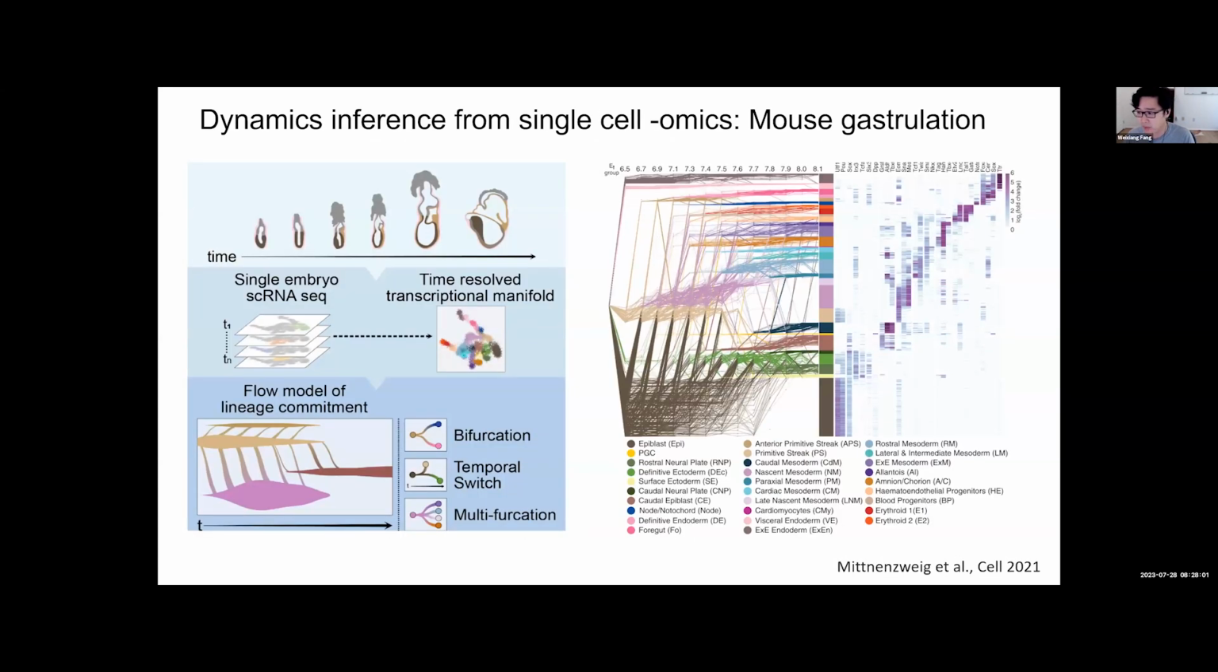But these data provide you with a kind of a descriptive model of the process, right? And later in 2021, with some more careful modeling, staging the embryo and fitting what they call a flow model, you can start to say something about dynamics, that is change between the cell types and how they occur over the same period of time. So we're a big fan of this work from Mittnenzweig et al.